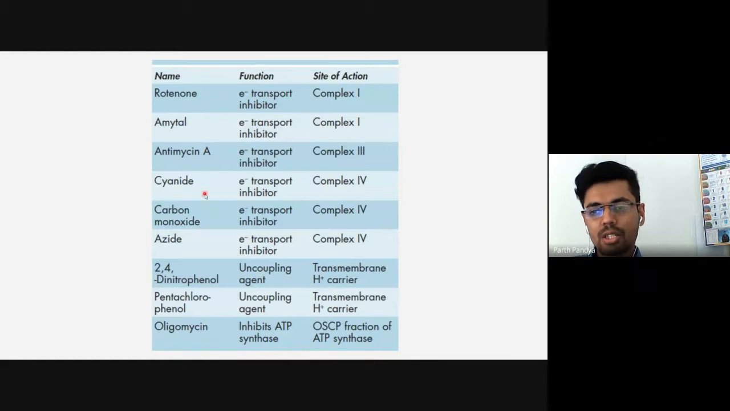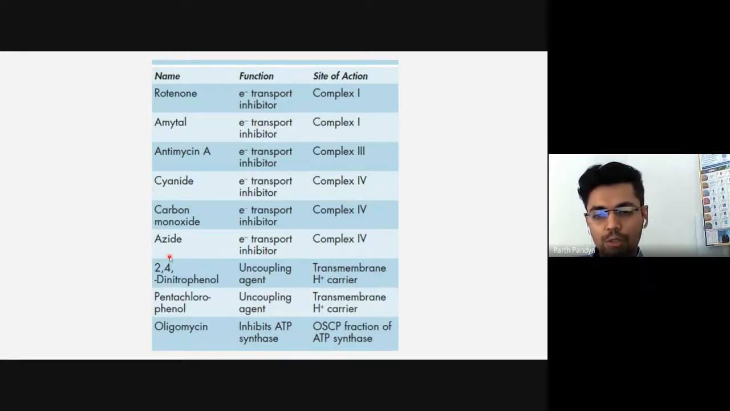Likewise, cyanide also inhibits complex 4. Carbon monoxide is also inhibiting complex 4. Azide is also inhibiting complex 4. So a simple cyanide or simple azide in picomole concentration can basically stop this complex 4, and eventually a person can die. So that much dangerous or toxic is the cyanide and azide.